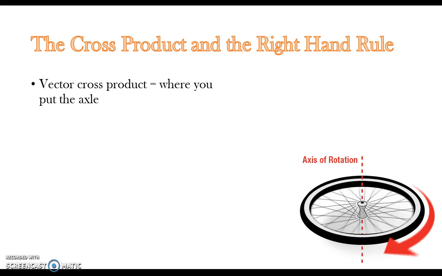The direction of the vector cross product was not just invented to give math students a headache. The direction of the cross product tells you fundamentally which way the wheel is spinning. Here's a wheel. Which way is it spinning?